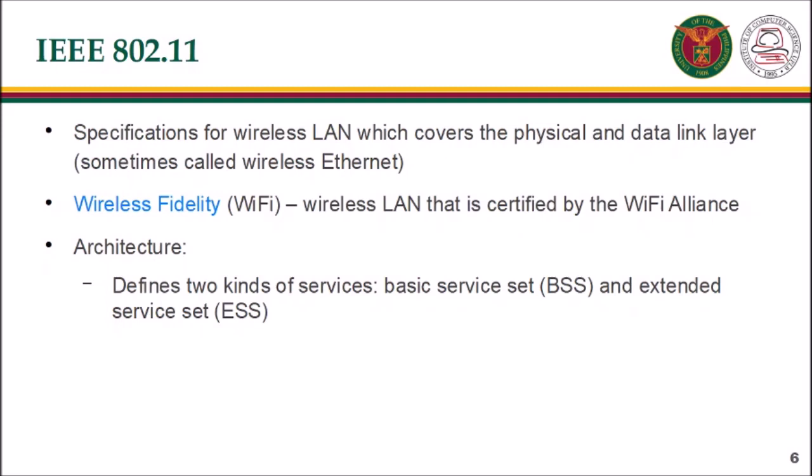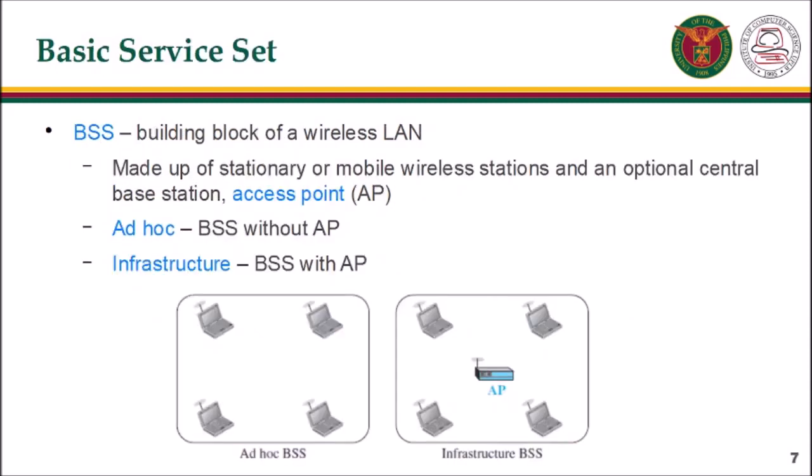The standard defines two kinds of services, the basic service set and the extended service set. IEEE 802.11 defines the basic service set as the building blocks of a wireless LAN. Basic service set is made up of stationary or mobile wireless stations and an optional central base station known as an access point. The BSS without an AP is a standalone network and cannot send data to other BSS. It is called an ad hoc architecture. In this architecture, stations can form a network without the need of an AP. They can locate one another and agree to be part of a BSS. A BSS with an AP is sometimes referred to as an infrastructure BSS.